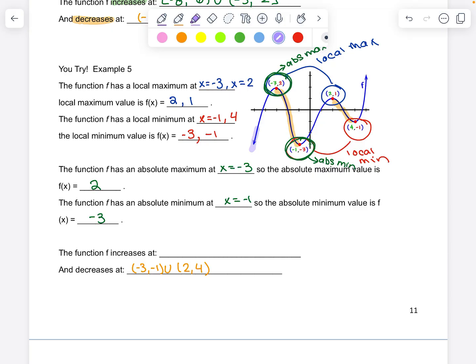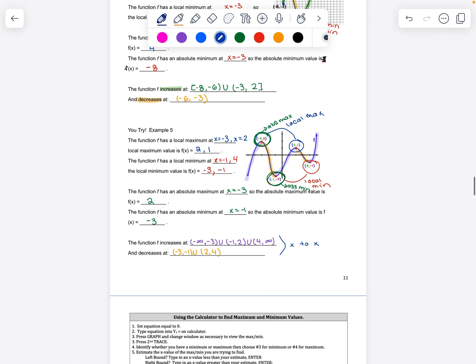Let's go purple. We're increasing in 3 sections from left to right. So from left to right, we start at -infinity. This left part here, it goes up until the x value of -3. Union, the next one is -1 to 2 for the x values. Union from 4, and it goes to the right, from 4 to infinity. So again, when you're doing these ones, you want to make sure you're doing x to x always, okay?